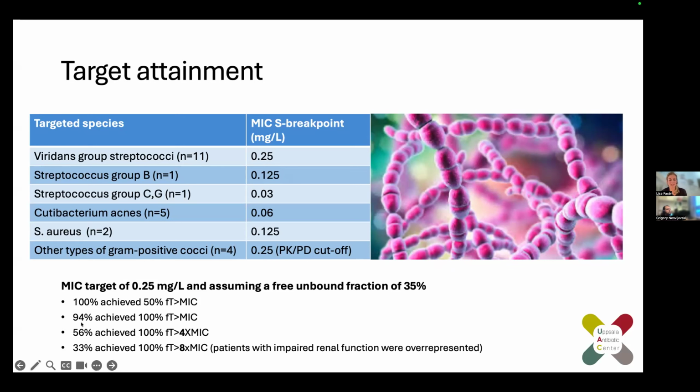We could see that almost 100%, 94%, achieved 100% time that the free concentration was above MIC. And I think it is also a bit interesting that 1/3 of the patients had a free concentration 100% of the time above 8 times the MIC. And this is sometimes considered a toxic threshold, that you shouldn't be above that level. And the patients with impaired renal function were overrepresented in this group.